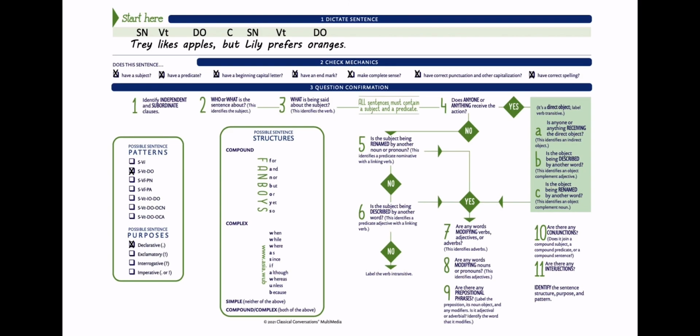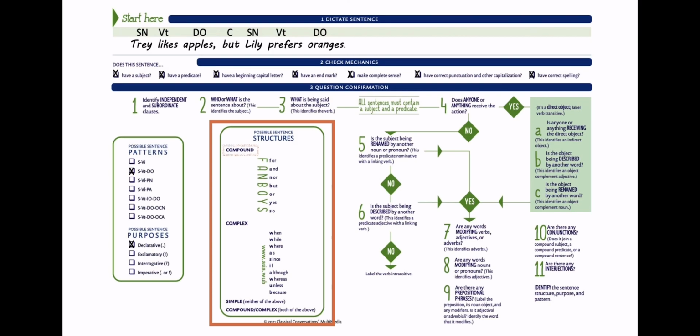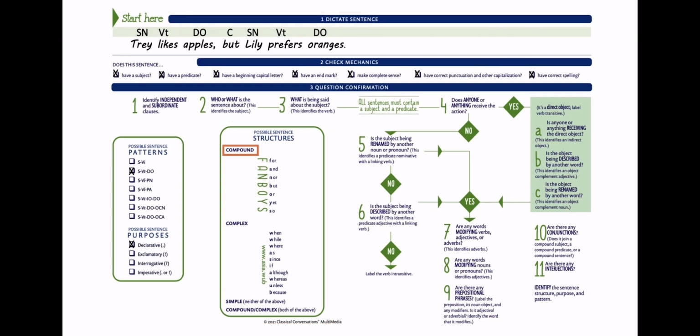Finally, we examine our sentence to determine the structure. Our sentence contains two independent clauses and the conjunction but to connect them, so we will label it as a compound sentence. Our final sentence classification would be compound, declarative, SVT-DO. This concludes Task 3, Question Confirmation, for our model sentence, Trey likes apples, but Lily prefers oranges.